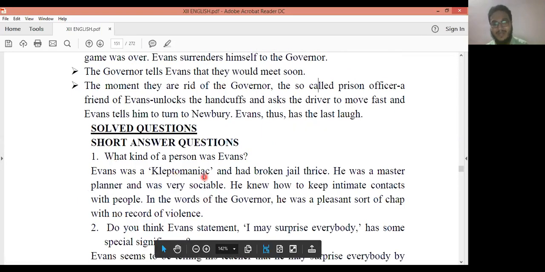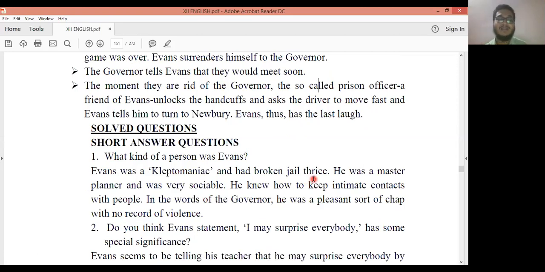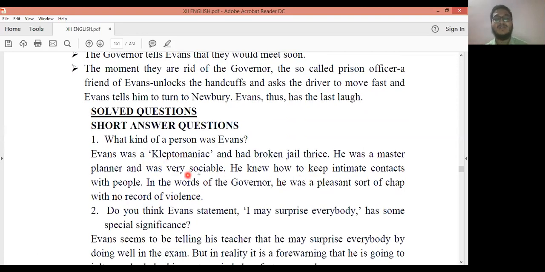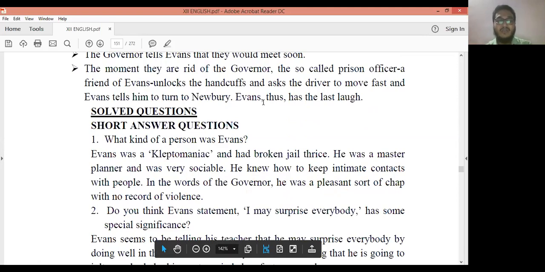Ivan was a kleptomaniac and had broken the jail 3 times. He was a master planner and was sociable. Sociable means he used to mix with the society very easily. He knew how to keep intimate contacts with people. He had that trick of how to keep contact with people. In the words of the governor, he was a pleasant sort of chap with no record of violence.